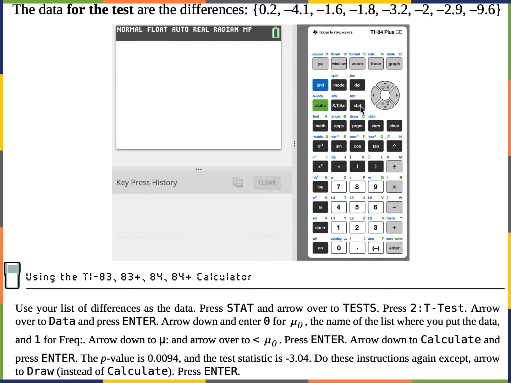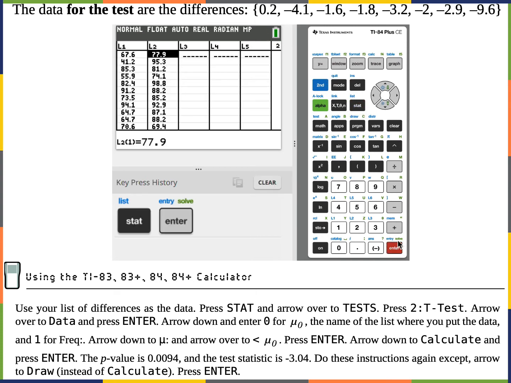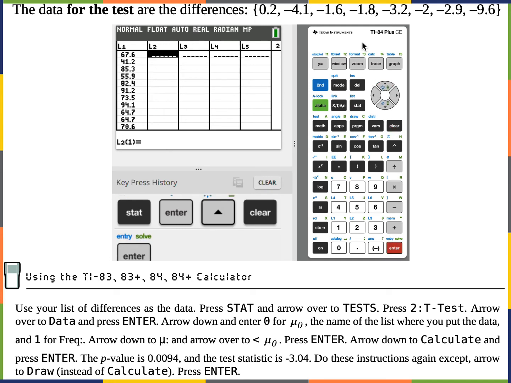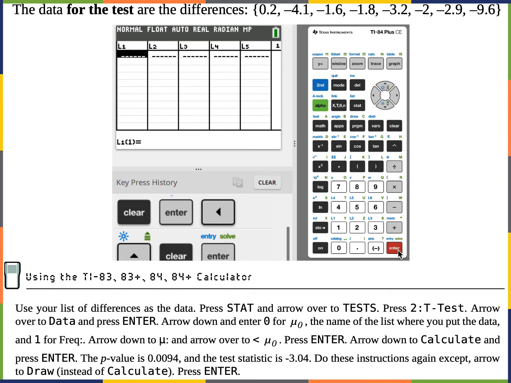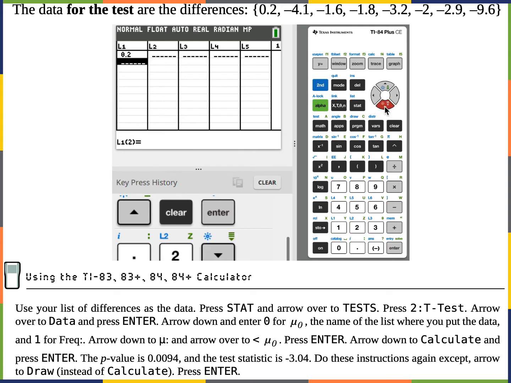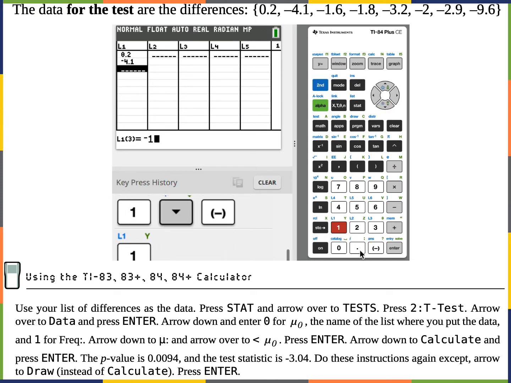We need to make sure that we have the list entered. So let's clear this old stuff out of there, and clear the other old stuff. So clear and then enter. There you go. Great, it's now starting over. And we just enter all of this real quick. Negative 1.6. Okay.